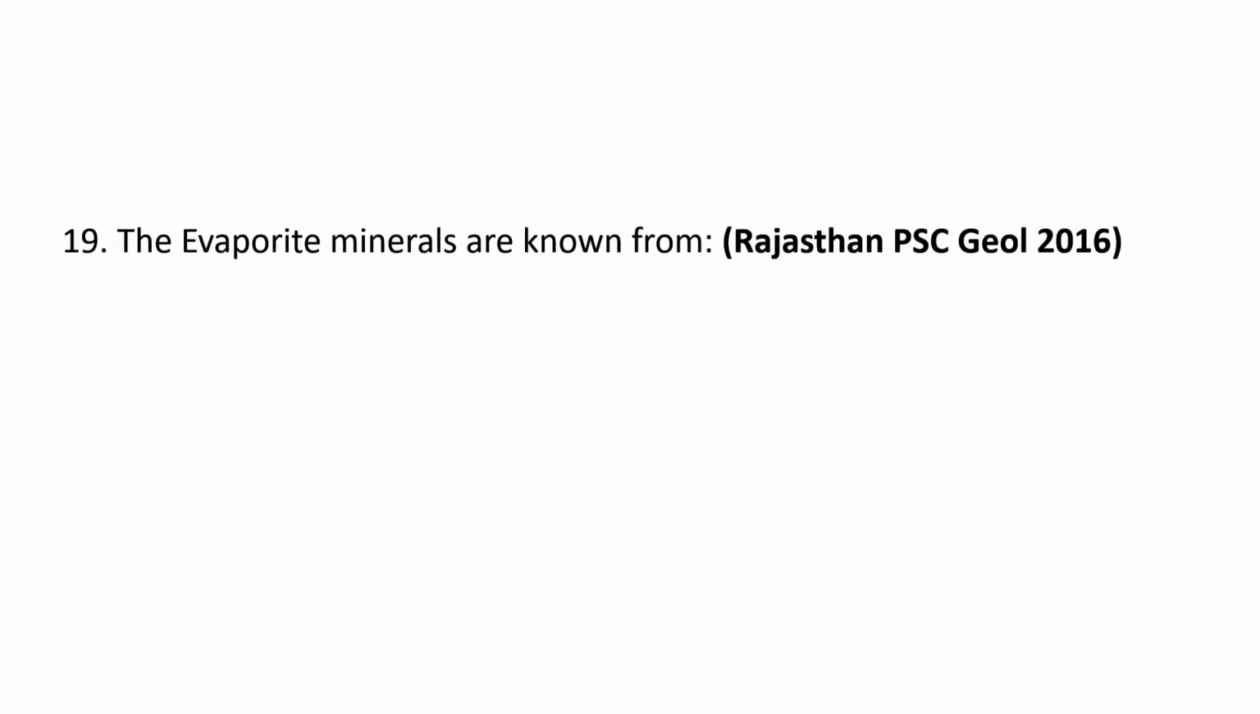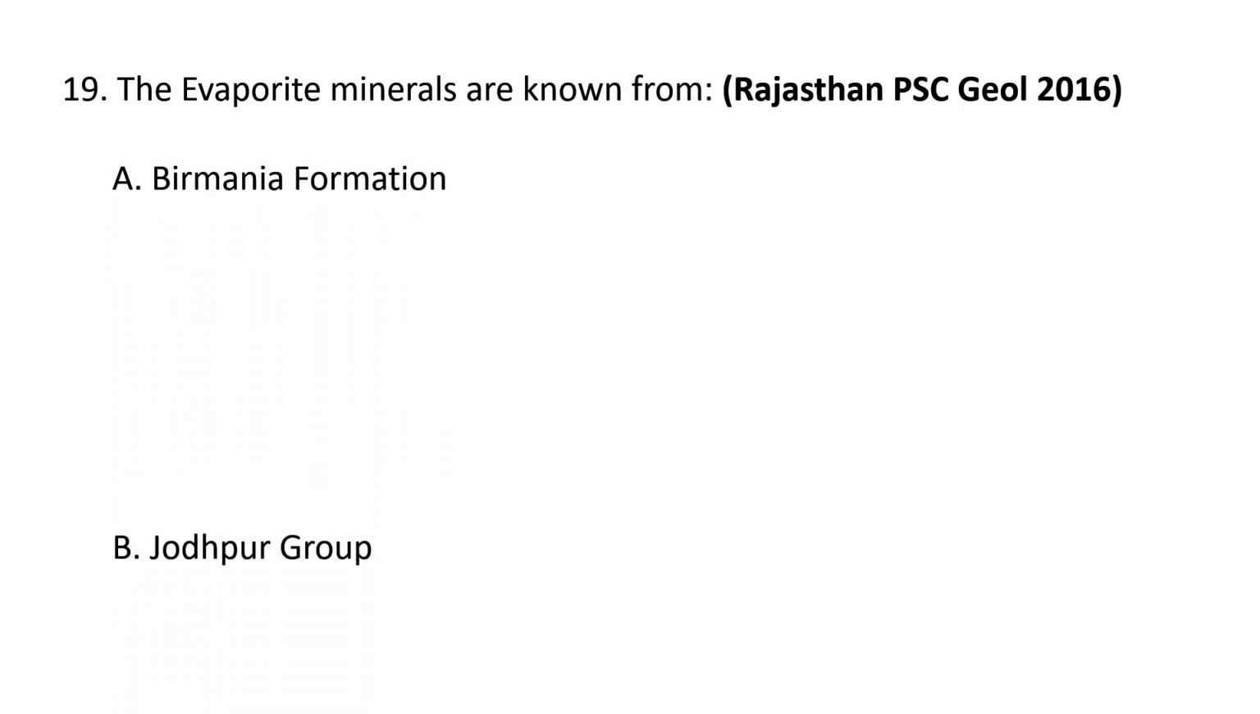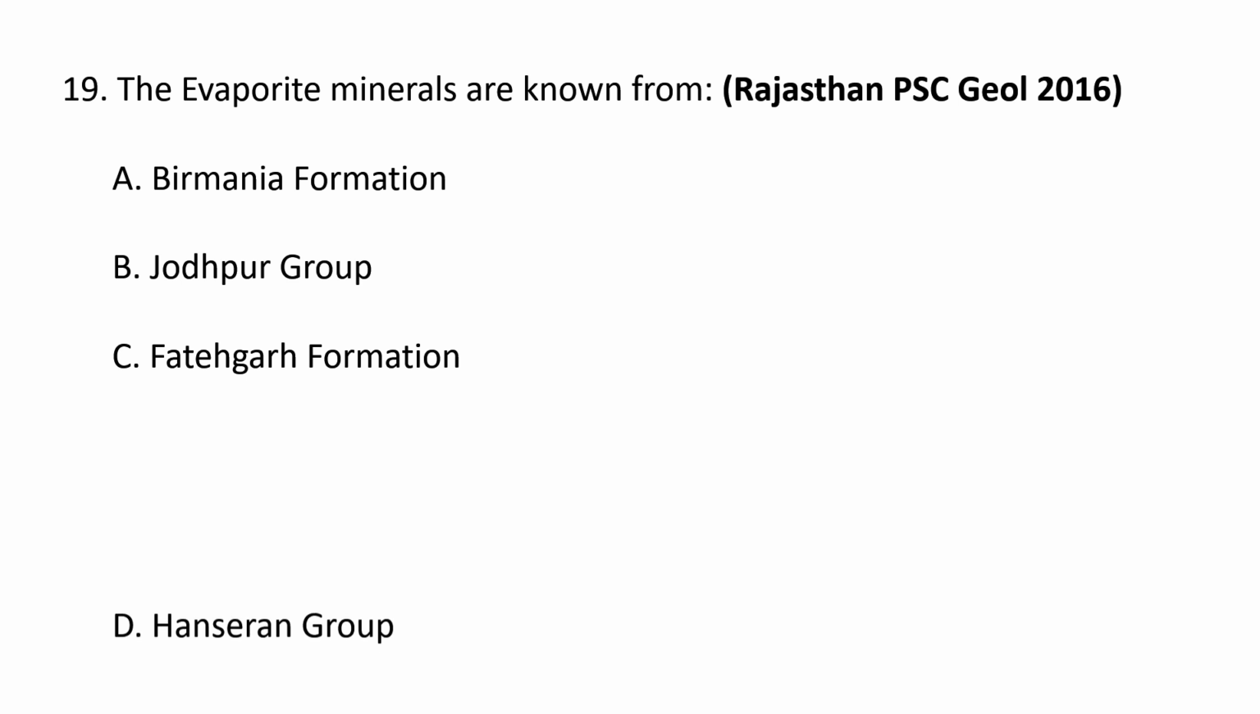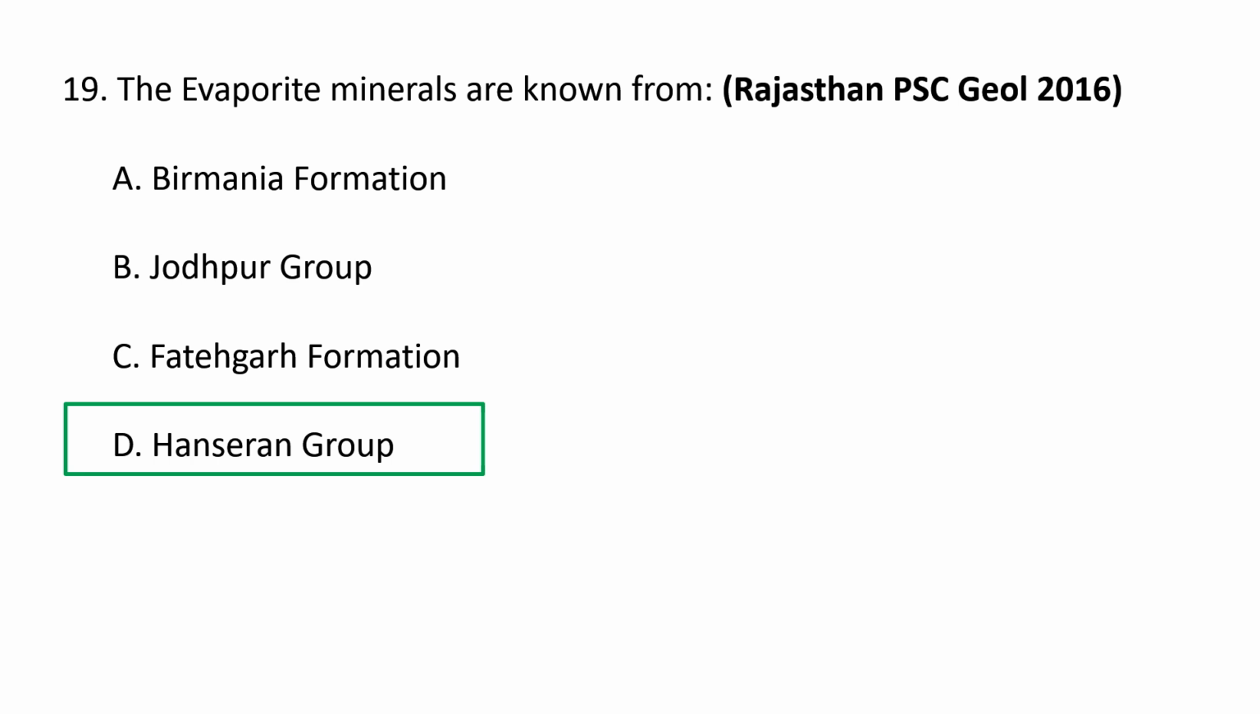option. Next question. The evaporite minerals are known from A. Birmania Formation, B. Jodhpur Group, C. Fatehgarh Formation, and D. Hanseran Group. The evaporite minerals are known from Hanseran Group. The Hanseran Evaporite Group, also known as HEG, is the collective name given to the entire halide bearing subsurface sequence found in the central and northern parts of the Nagaur basin. So the evaporite minerals are known from Hanseran Group. D is the correct option.